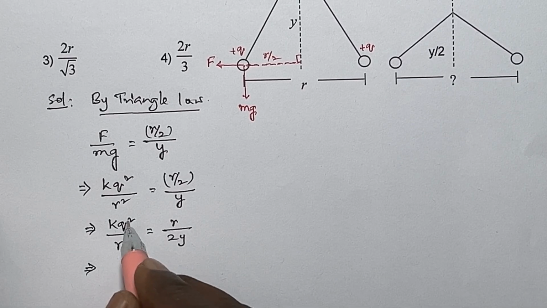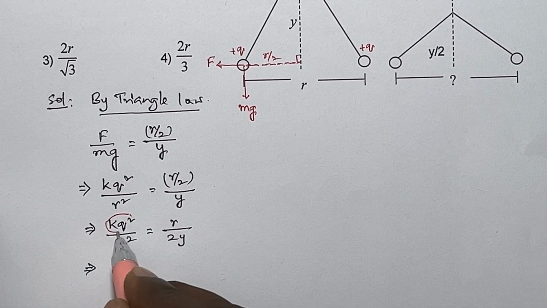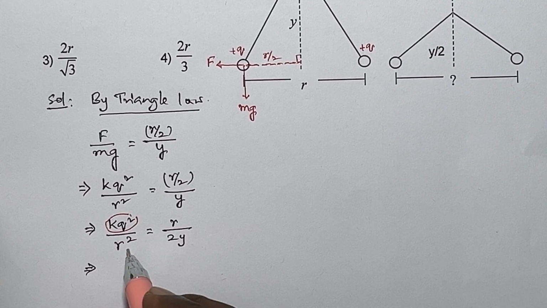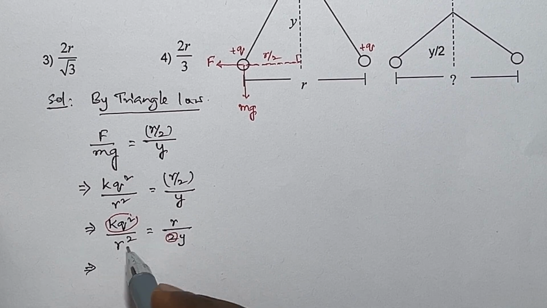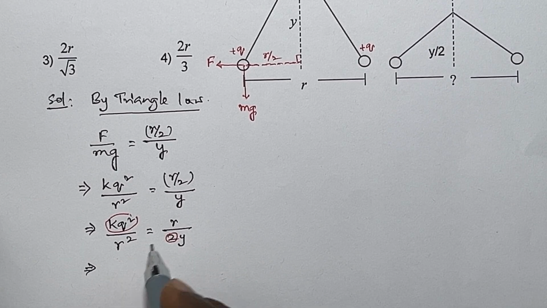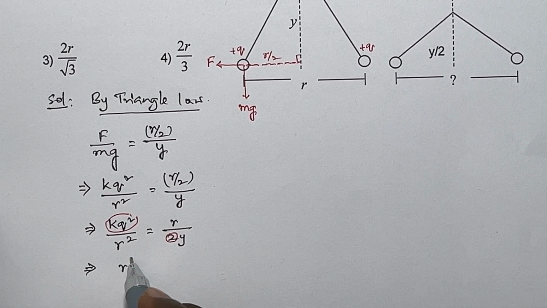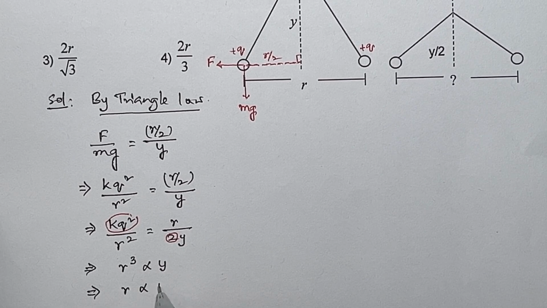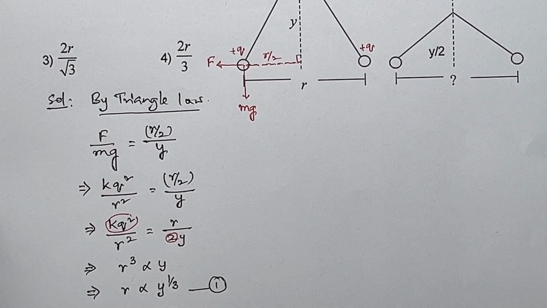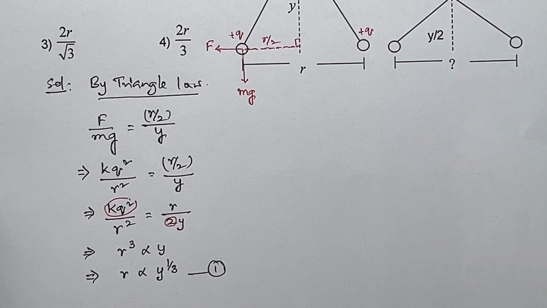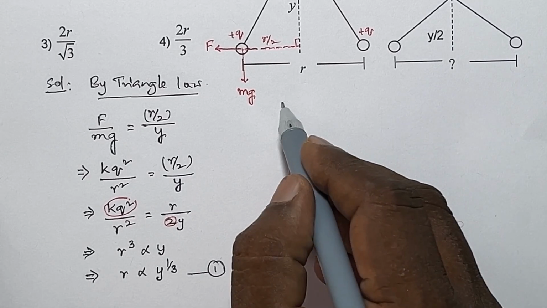So k, q, these are all constants, and r square is not a constant. Here this 2 is also a constant. Then what we got, this r square goes to here. So r cube is proportional to y. That implies r is proportional to y power 1 by 3. This is the relation we got. Right.